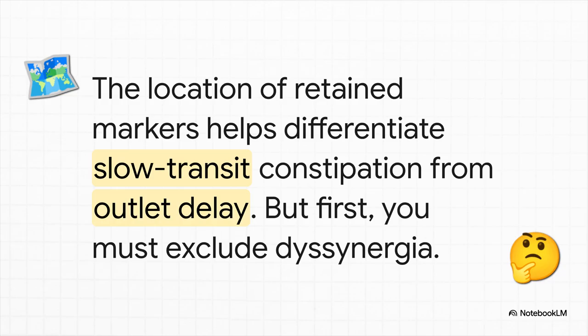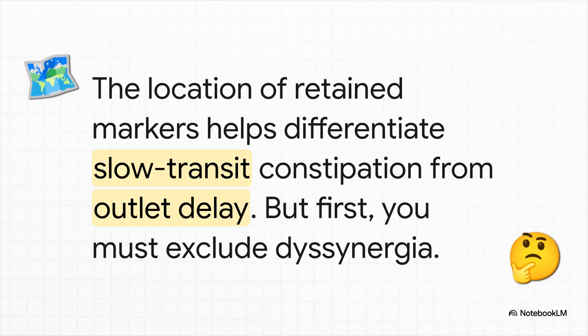But wait, there's more to it than that. The test is actually more powerful than just a simple yes or no on slow transit. Where the markers are located gives us a huge clue. If they're scattered all over the colon, that suggests a global slow transit problem. But if they're all bunched up down in the rectosigmoid area, that points toward an outlet delay.